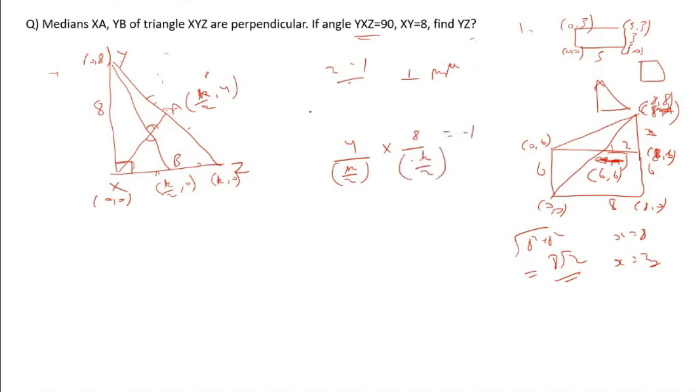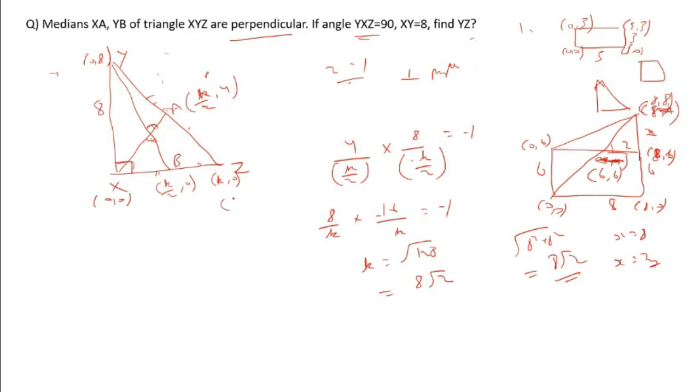The product value should be -1. Why -1? Because medians are perpendicular, which is given. So the product of slopes is -1. So this is nothing but 8 by k into -16 by k equal to -1. So k squared is 16 into 8, which is 128. So k is root 128.